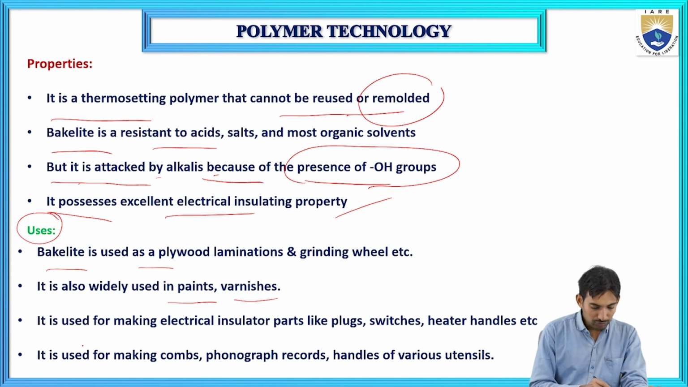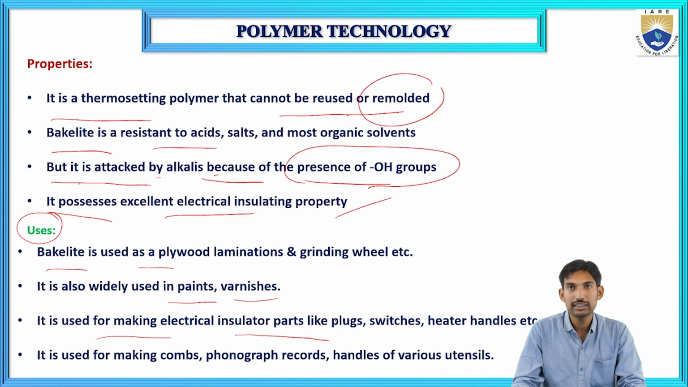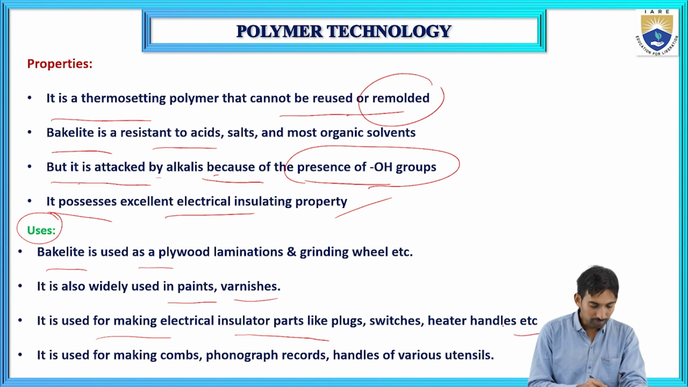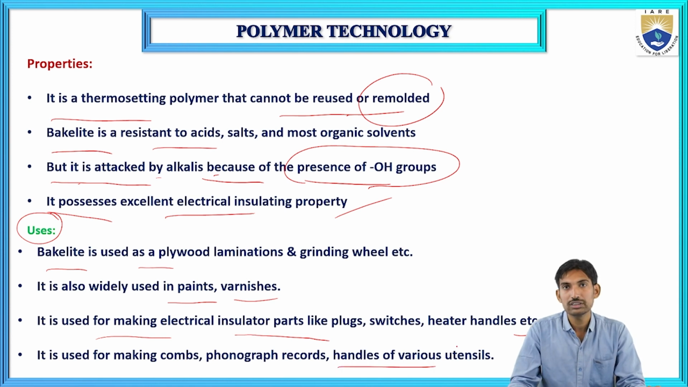It is used for making electrical insulator parts like plugs, switches, heaters, handles, etc. By using bakelite polymer, we can prepare plugs, switches, heaters, and handles. It is used for making combs and phonograph records. Handles of various utensils we can also prepare by using this bakelite polymer.